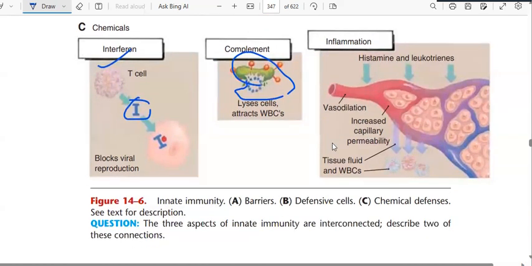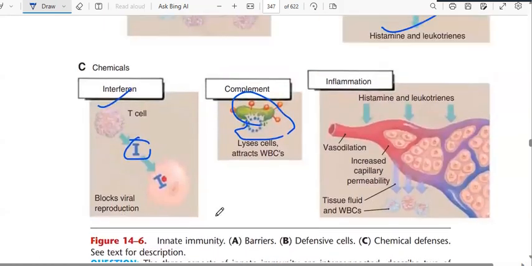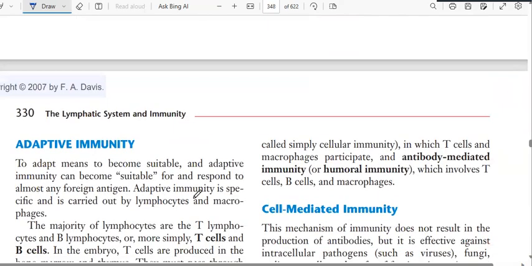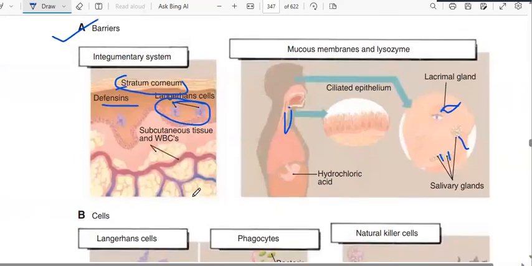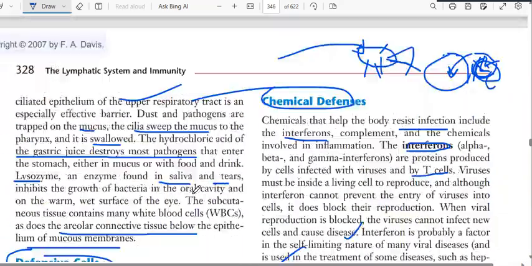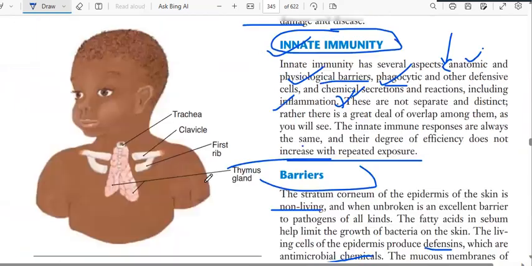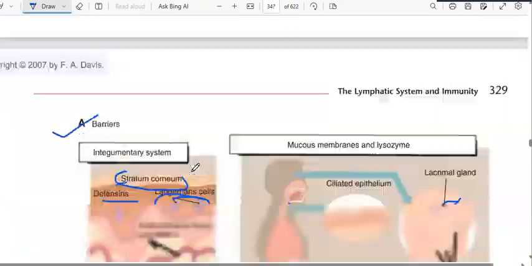So these are the things we have to understand. The big diagram will help you a lot. So please remember this diagram and you have to draw it. This is very, very important. Whenever infection is entering, what happens? Barrier is there, defense is there, and chemical reaction is there. So this is the three-step process of innate immunity.